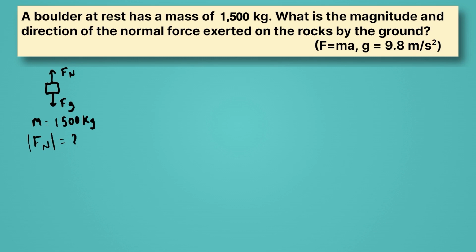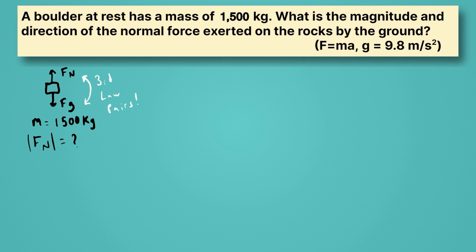Okay, step 3 is identify any third law pairs. Well, remember, we talked about in our lesson how the normal force and the force of gravity are third law pairs. So here, the gravity is pushing that rock down into the Earth, and then the Earth is pushing back up. So these two are third law pairs. So because they're third law pairs, we can actually go ahead and set them equal to each other.